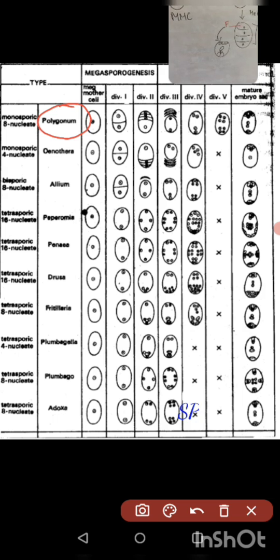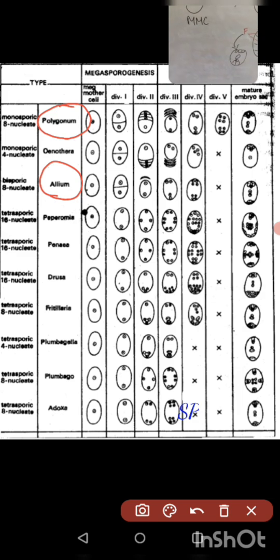Similarly, student, coming to the biosporic. In biosporic, out of the four megaspores, two remain functional and the other two become non-functional and degenerate. From these two functional megaspores the embryo sac is formed. This is known as biosporic. A biosporic 8 nucleate embryo sac can be seen in Allium. Allium is of the onion family, onion, then garlic.